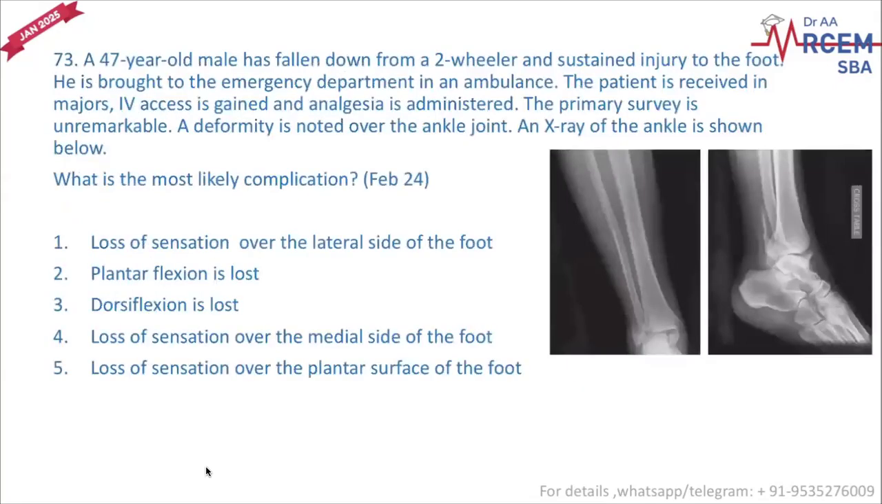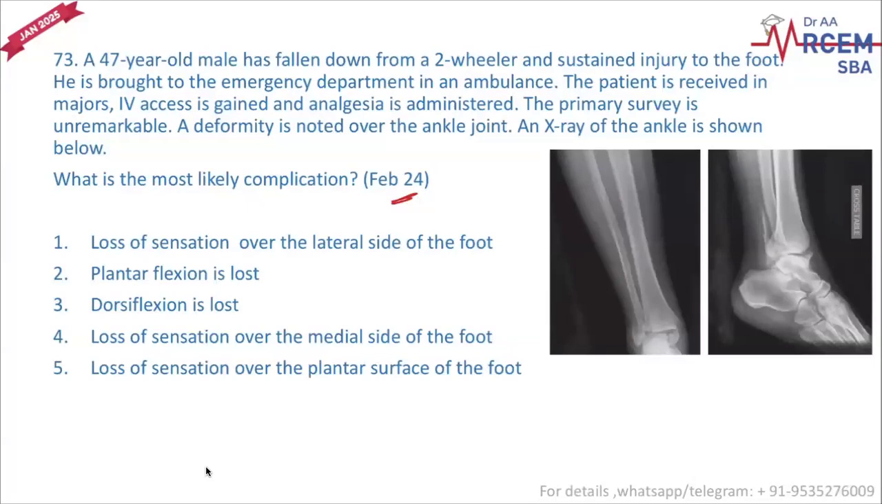The last one is which has appeared in Feb 2024. We do not have any solid information on whether this question appeared exactly like this or not. That's why it is in blue color, what I posted here. So we'll go through the question.